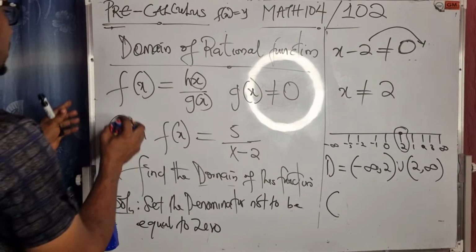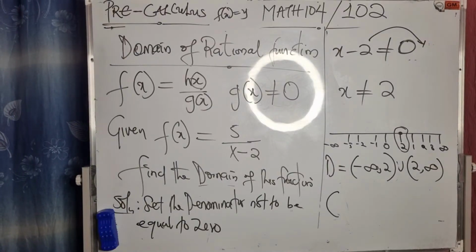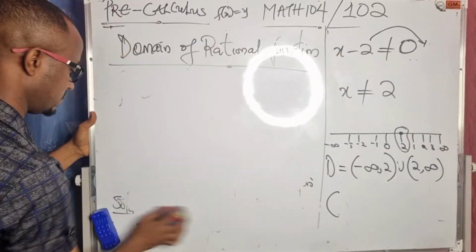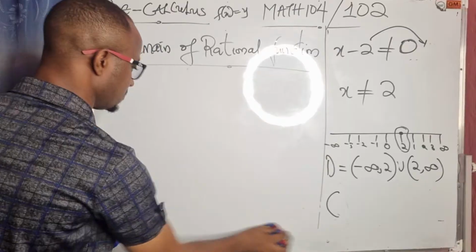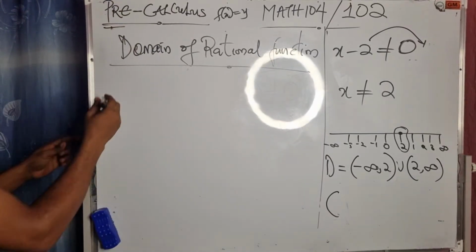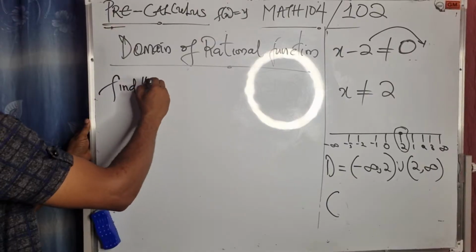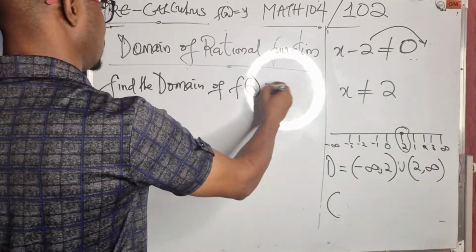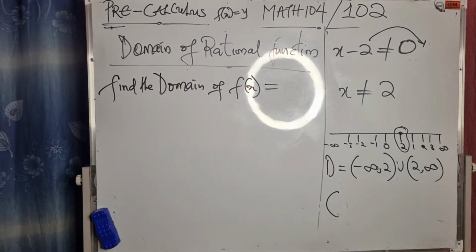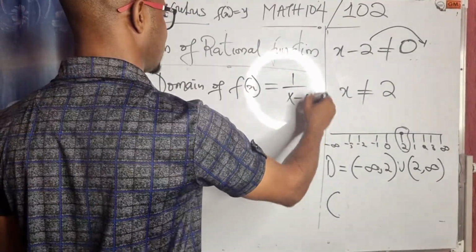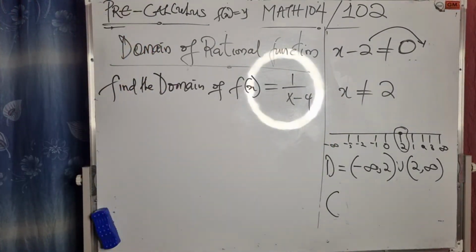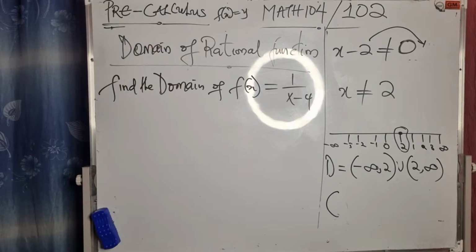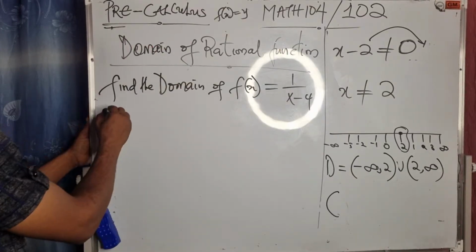Example 2 says, if we are given, find the domain of f of x. Find the domain of f of x equals 1 divided by x minus 4. This is also almost similar to the first example we just saw. So what do we have to do, right?